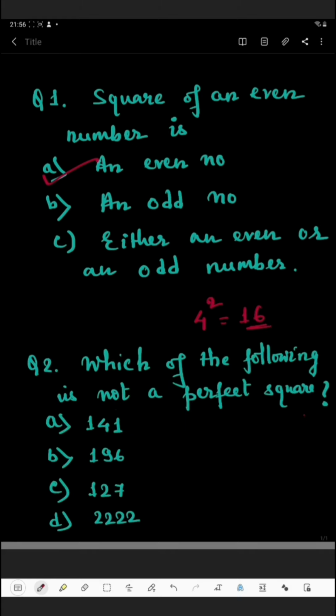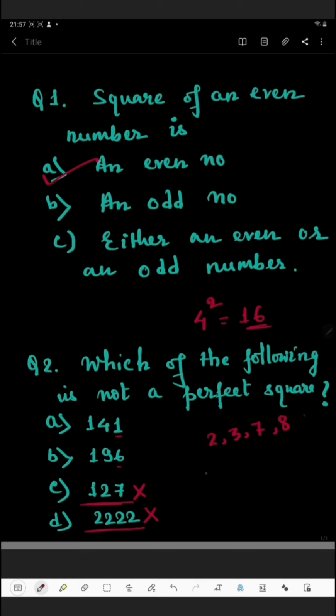Now in the next question we have, which of the following is not a perfect square? Here we have 141, 196, 127 and 2222. So we will have to find which is not a perfect square. As we know, if the number ends with 2, 3, 7, 8, then the number cannot be a perfect square. Now we can see that this number ends with 7, so it cannot be a perfect square. Again this number ends with 2, so this also cannot be a perfect square. Now here it is ending with 1 and here it is ending with 6. So that means there is a possibility of being a perfect square.